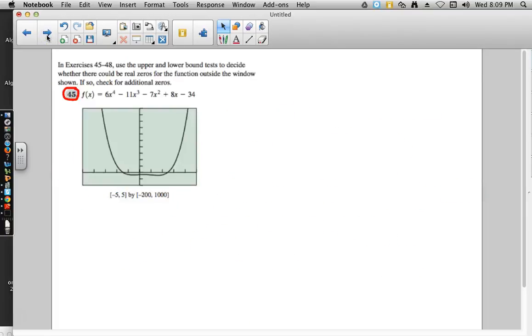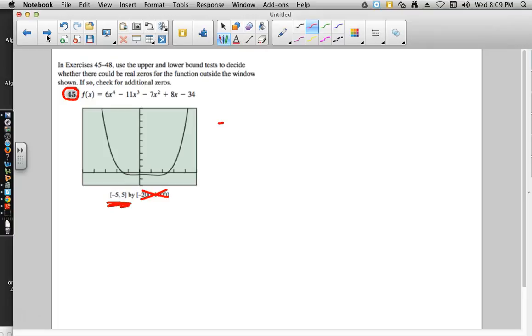All right, next one up is 45. It says in exercises 45 to 48, use the upper and lower bound test to decide whether there could be real zeros for the function outside the window shown. If so, check the additional zeros. And really, these are the y's. I couldn't care less about the y's. The bounds are about the x's. Is that the last place that this is going to cross the x-axis?